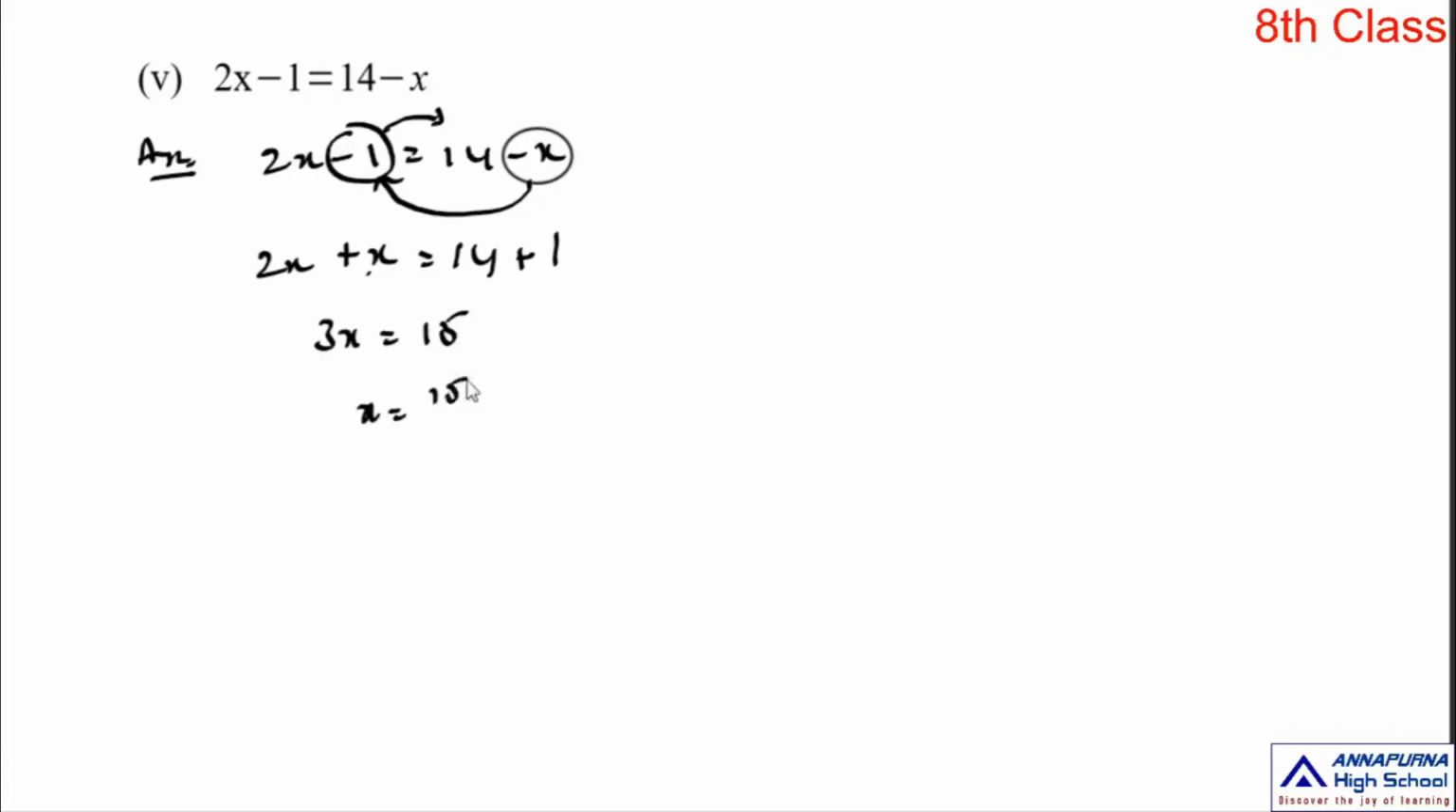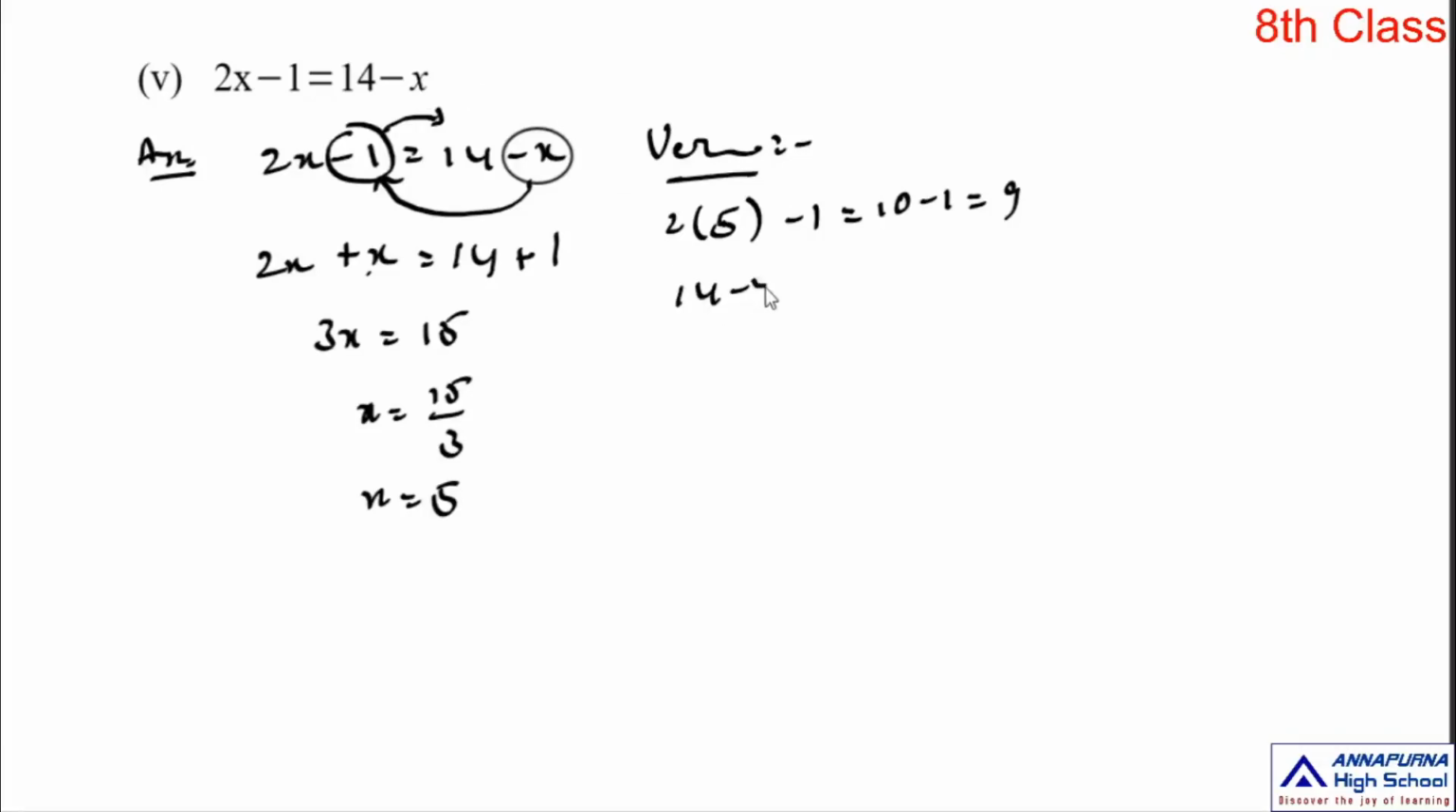So 2x plus x, 3x, is equal to 15. So x is equal to 15 by 3. So x is equal to 5. Okay, we do the verification. Substitute this x value in the left side part. The left side is 2x minus 1, so 2 into 5 minus 1, which is 10 minus 1, 9. And the right side part is 14 minus x, so 14 minus 5, which is equal to 9. Same result. That means x is equal to 5 is the required solution of the given equation.